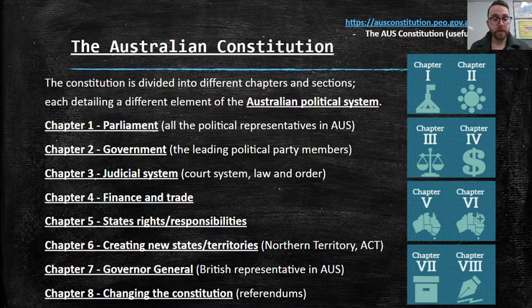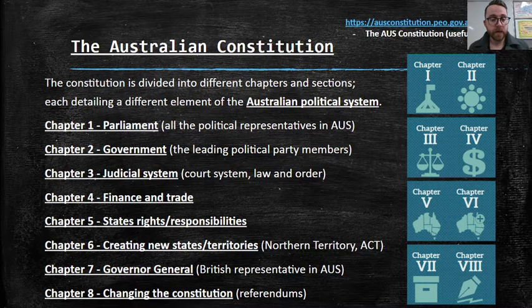Chapter 5 looks at states' rights and responsibilities, because different states have different rights compared to the national government. So the national government can do certain things that the states cannot, and the states can do certain things that the national government cannot. There's a reason for that, but we'll get into that later.